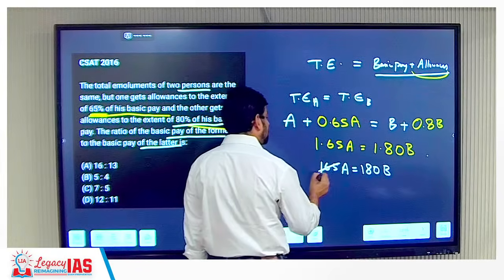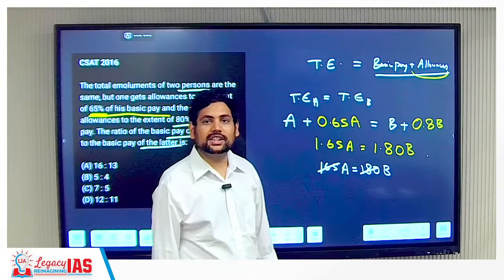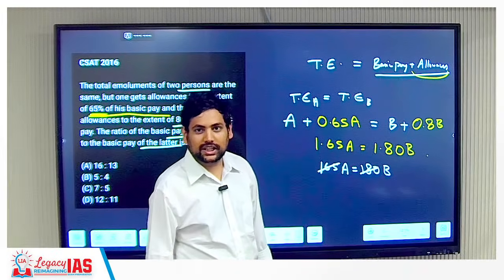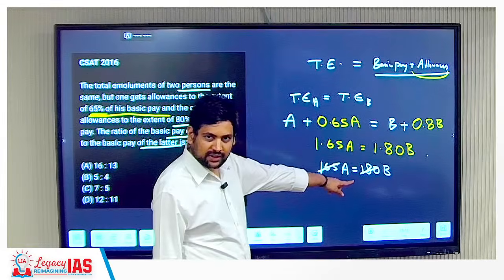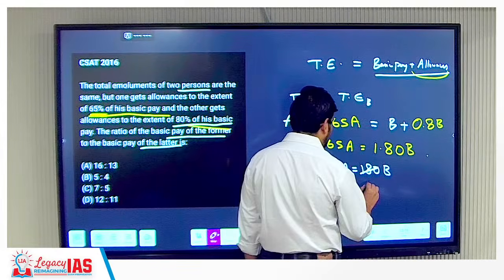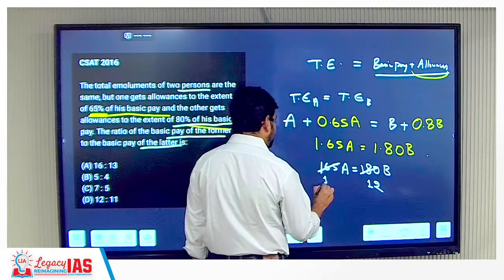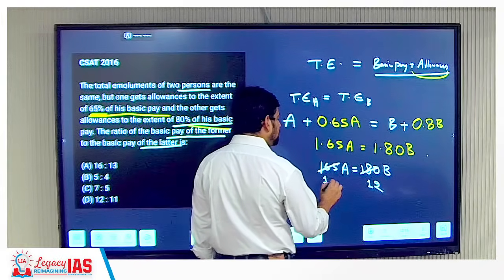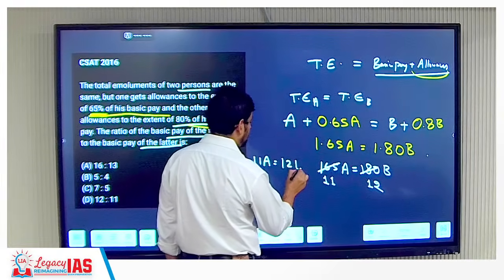How many times will this go? If you know the table of 15, go beyond 10. If you don't see it, fine, just try to cancel it with 15. This goes 1 time. With 30, this goes 2 times. With 15, it will go 1 time. What you got? 11A equals 12B.